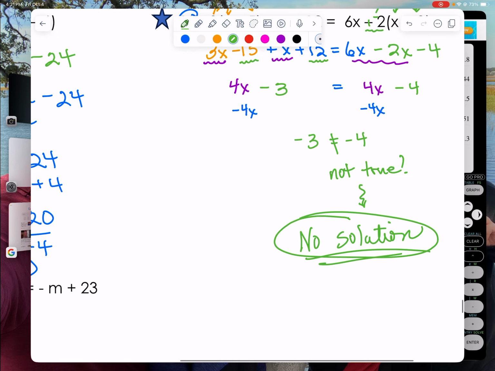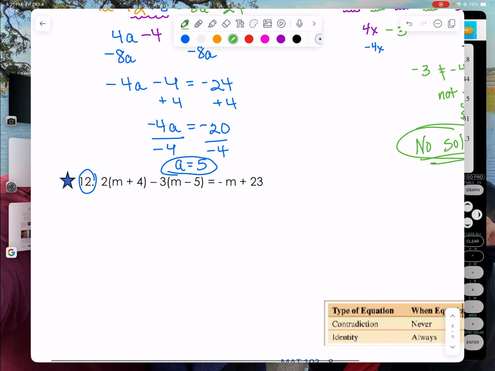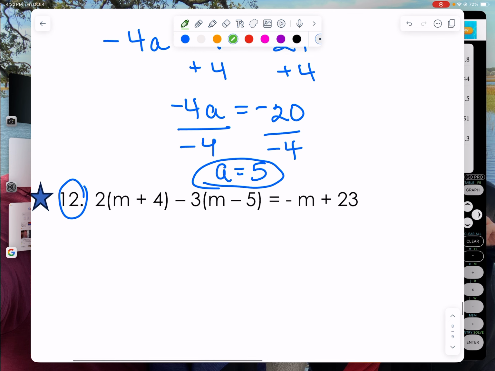All right, let me do one more, the last one. I have 2 times m plus 4, then minus 3 times m minus 5, and that's equal to negative m plus 23. So first thing I've got to do is I've got to distribute that 2 to the m plus 4. So that gives me 2m plus 8. And then I'm going to distribute the negative 3 to the m minus 5. So that gives me negative 3m plus 15.